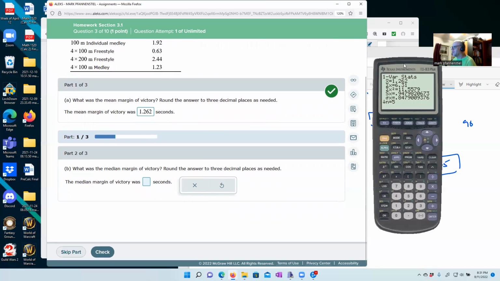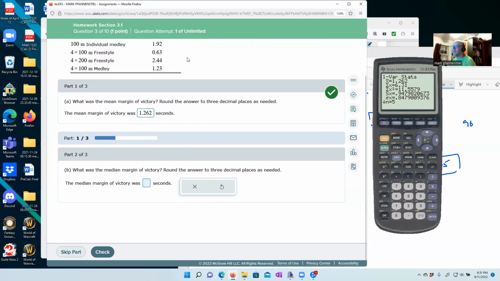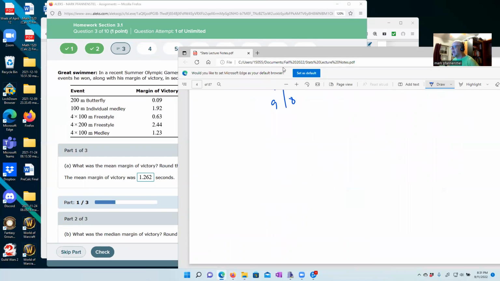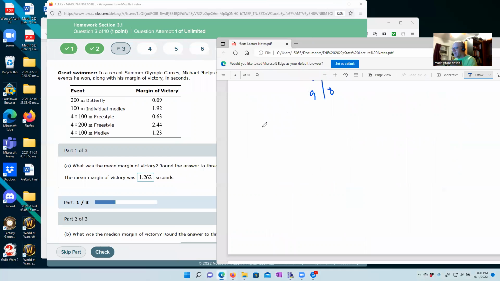What was the median margin of victory? In this case there's only 5 of them, so we could just go through and order them, just for the sake of doing it. The calculator did tell us, but since there's only 5 things here, we'll go ahead and say, well, this is 0.09. This was 1.92. This was 0.63. This was 2.44. And this was 1.23.